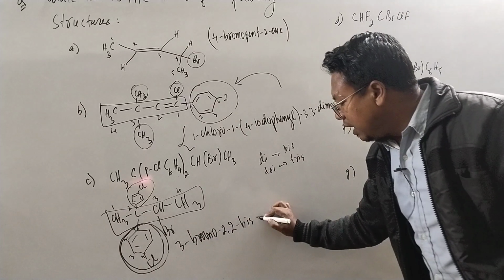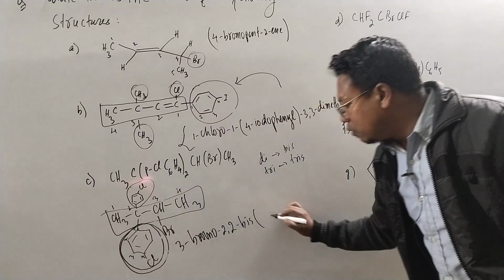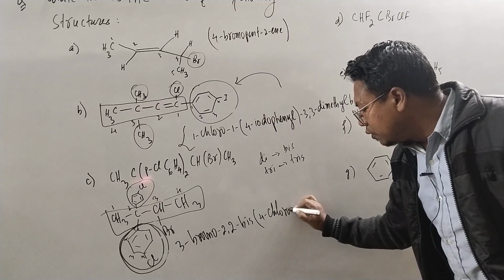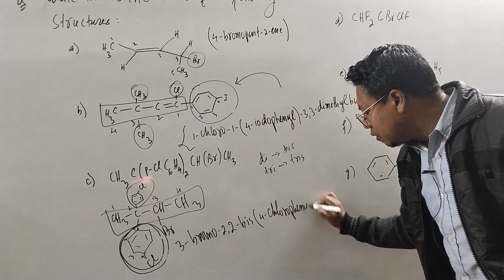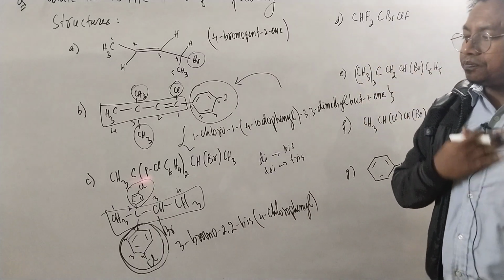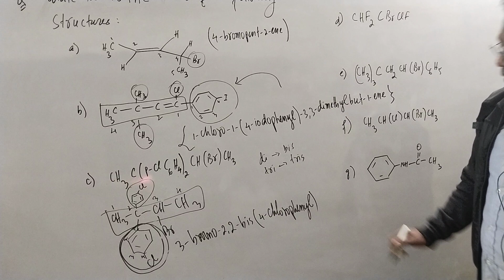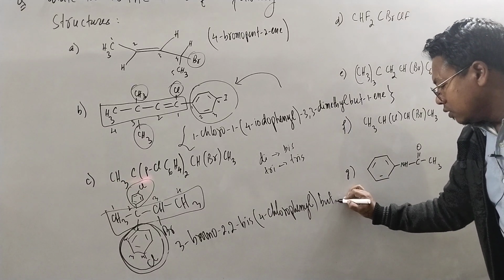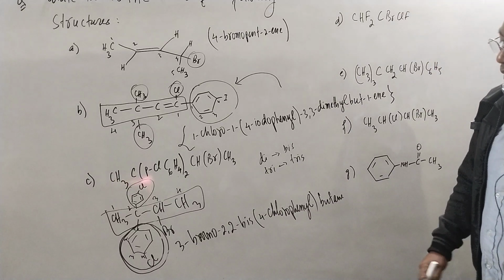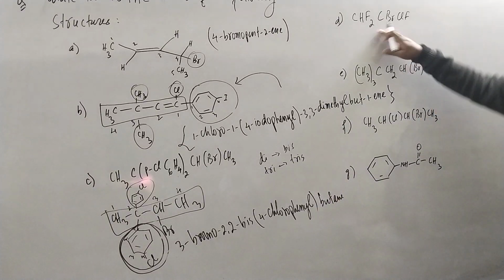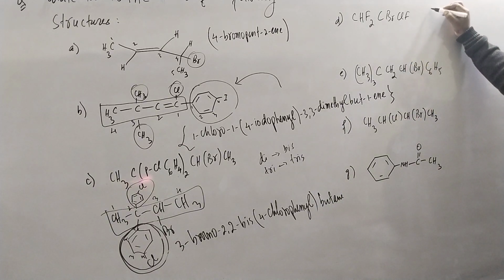Okay, and the name of this complex substituent would be 4-chlorophenyl. 4-chlorophenyl. Okay, then what? Then butane. This would be the IUPAC nomenclature of this compound. This is, I think, easy.